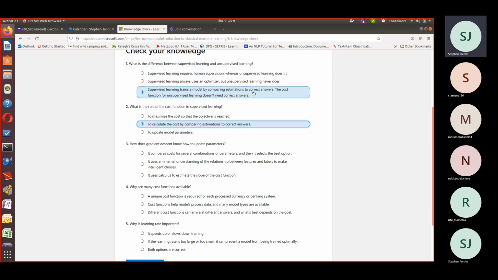Well, the thing is, supervised learning trains a model comparing estimates to correct answers. The cost function for unsupervised learning doesn't need correct answers. The point is it uses a different method than actually having the correct answers. In unsupervised learning, you don't have any labeled data. You do not know the correct answers. It's very hard to know whether or not you've made the right selection in an unsupervised approach.